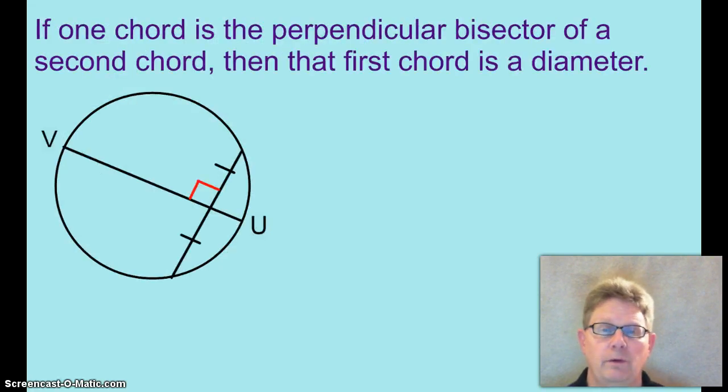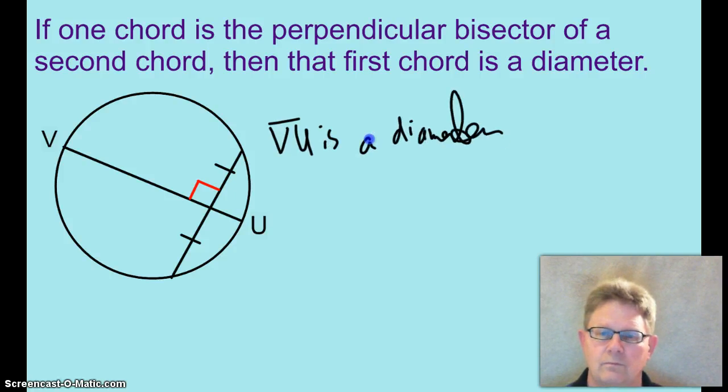If one chord is the perpendicular bisector of a second chord, then the first chord is a diameter. So if you look at segment VU, if you look at that chord, it bisects this chord here and is perpendicular to it. It's the perpendicular bisector. Then VU has to be a diameter. Alright, moving right along.